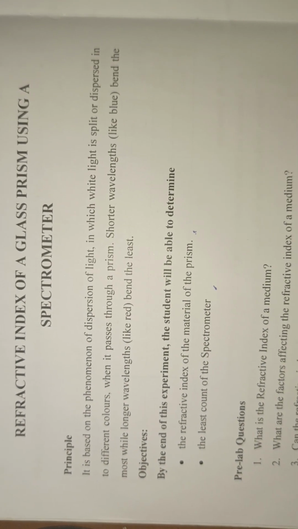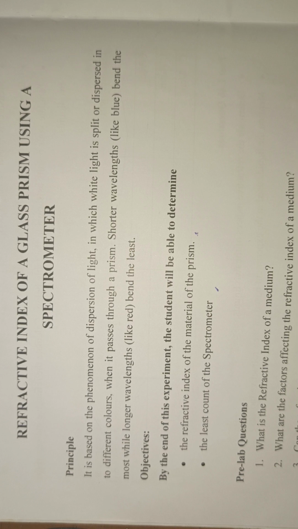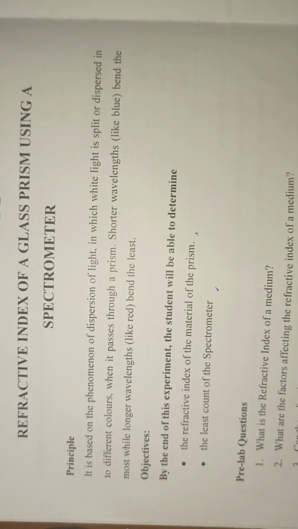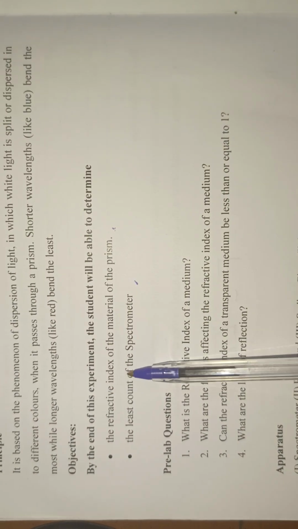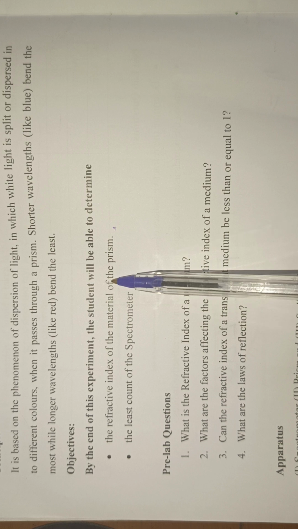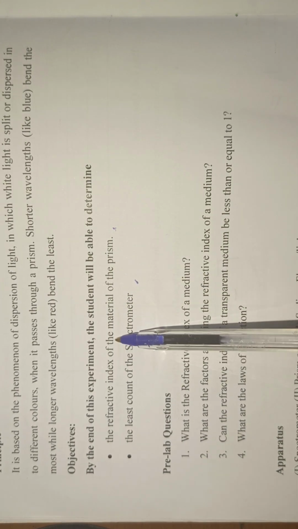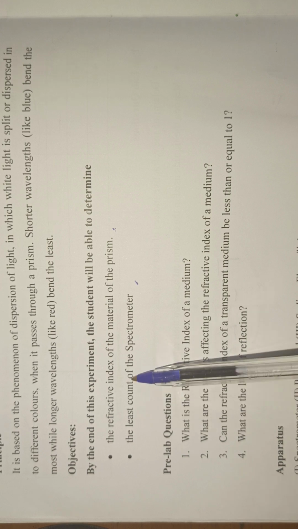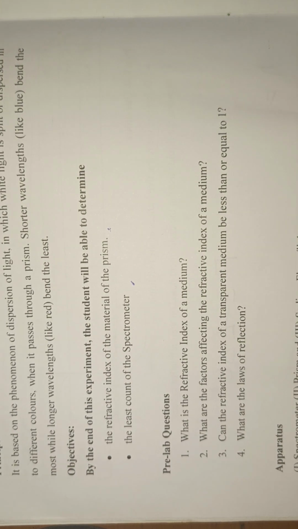Let's look at the refractive index of a glass prism using a spectrometer. With this experiment, we are interested in finding the refractive index of the material of the prism, and then also the least count of the spectrometer. So that's what we are interested in finding.